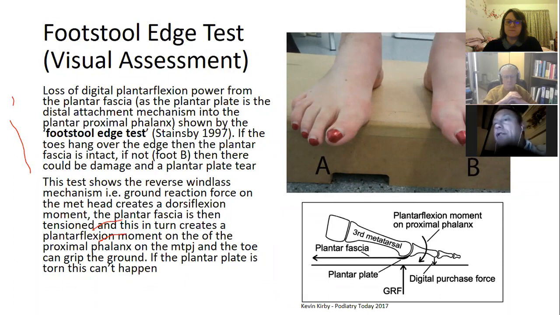So look at foot A on the edge of this block of wood, this stool. When you stand on the edge and the metatarsal heads are dorsiflexed, the toes are plantarflexed because the plantar fascia is being pulled. You can see it on toe A, but on toe B this isn't the case. Look at these hammered toes and look at the fact they aren't bending beneath the edge of the stool. So in other words, the plantar plates here are not doing their job properly. They could have torn or they may be elongated.